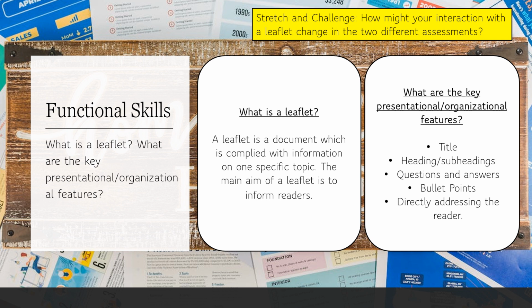So before we move on, I want you to think about how might your interaction with a leaflet change in the two different assessments. Okay, so if you think about things like the reading assessment and the writing assessment, would the way that you treat a leaflet differ at all? If you're not too sure about that, please do check out our latest video going through leaflets in more detail, which does give you a bit more of an insight into how to do these in a bit more detail.